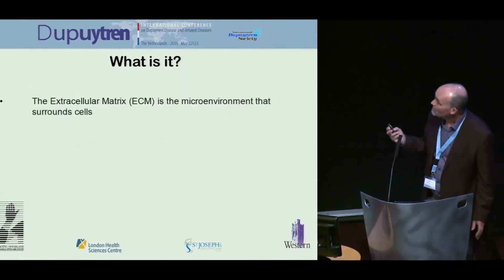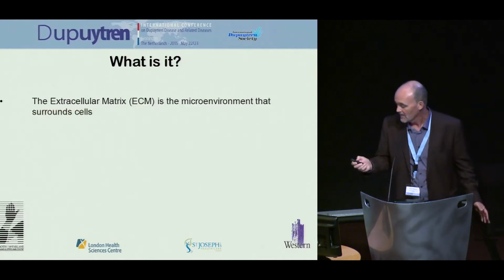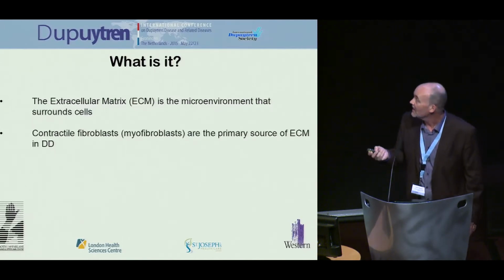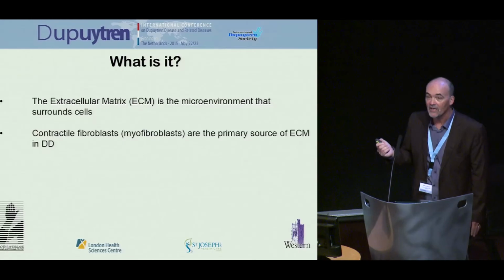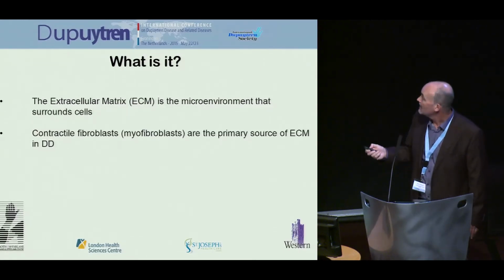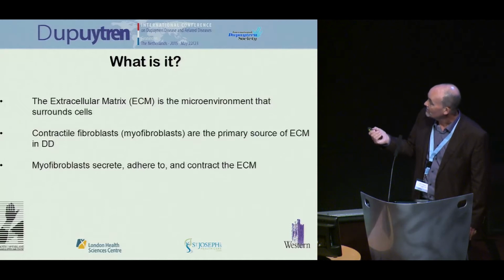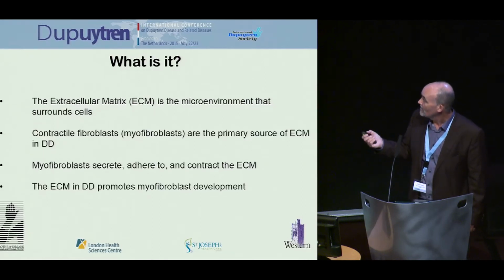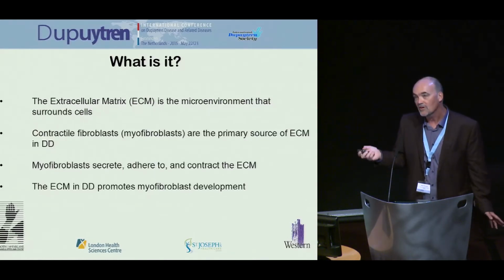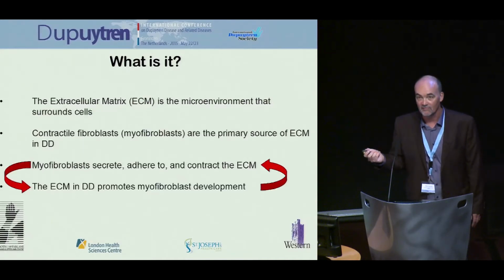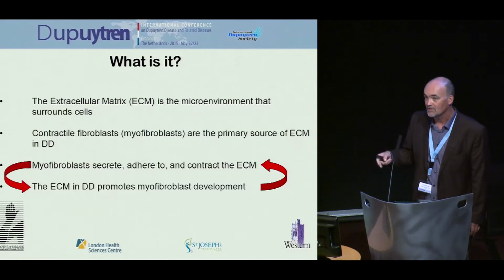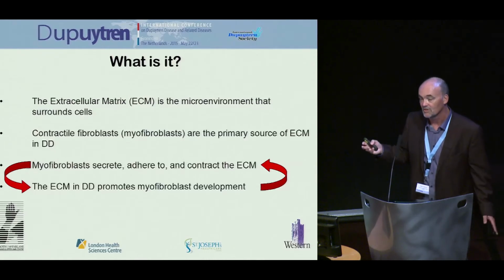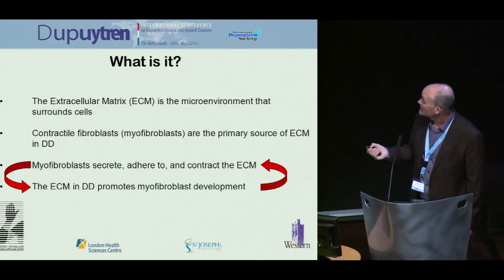So firstly, what is it? The extracellular matrix is the microenvironment that surrounds cells. In the context of Dupuytren's disease, the cells that are surrounded are contractile myofibroblasts, and these are the primary source of the extracellular matrix in Dupuytren's disease. Myofibroblasts secrete matrix, they adhere to it, and they contract it. The matrix promotes the formation of myofibroblasts. So if you consider the last two points, you realize that this is a positive feedback loop. If you have myofibroblasts making matrix and matrix making myofibroblasts, you end up in a positive feedback loop, which we know as the fibroproliferative condition and hypercontractile disease of Dupuytren's disease.